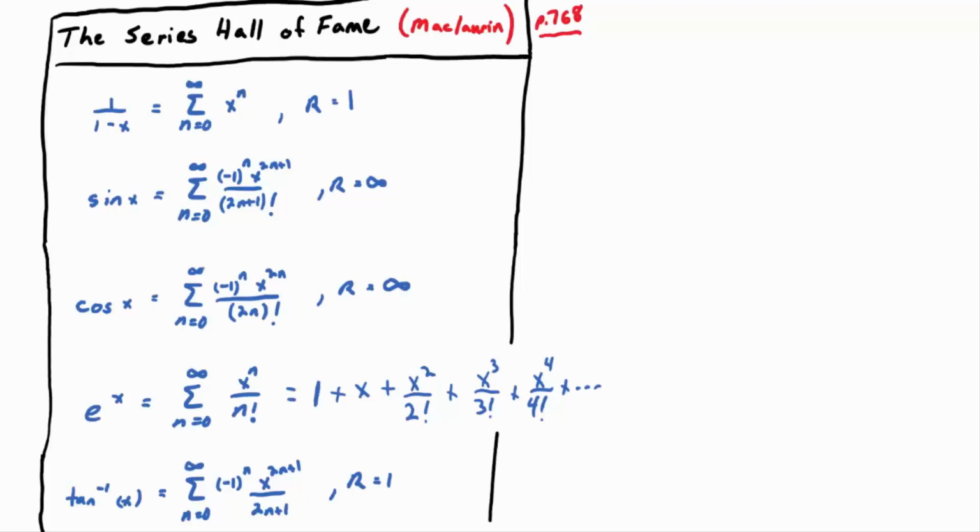But then sine of x turns out to be this guy. Notice the exponents are odd, and the sine of x is an odd function. It's very important you can write these out longhand.